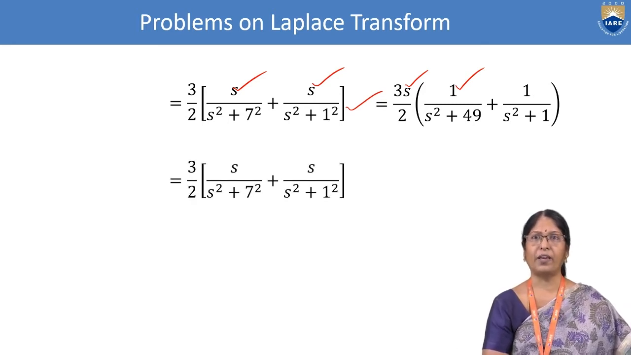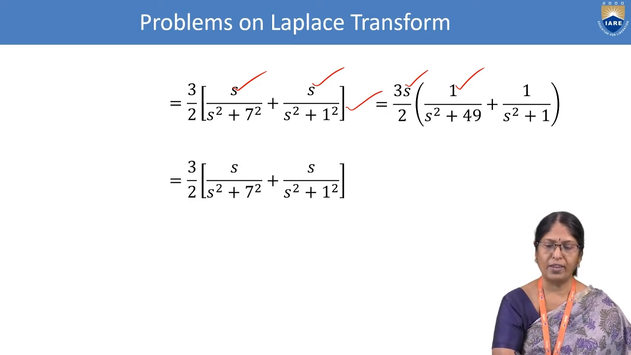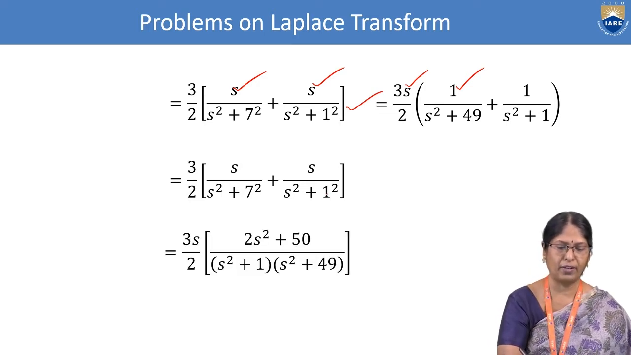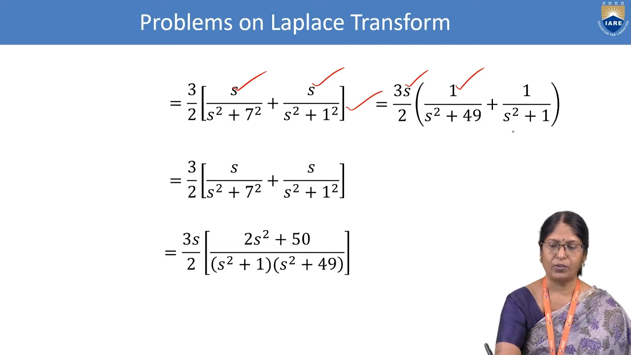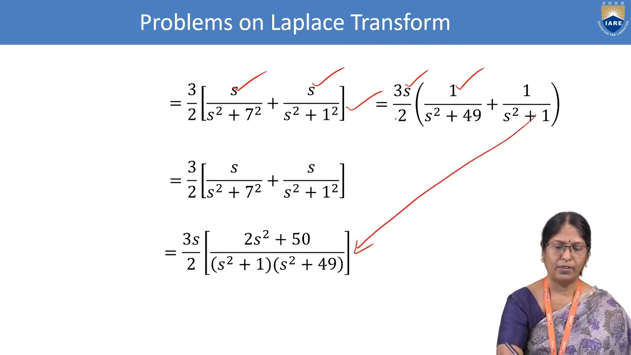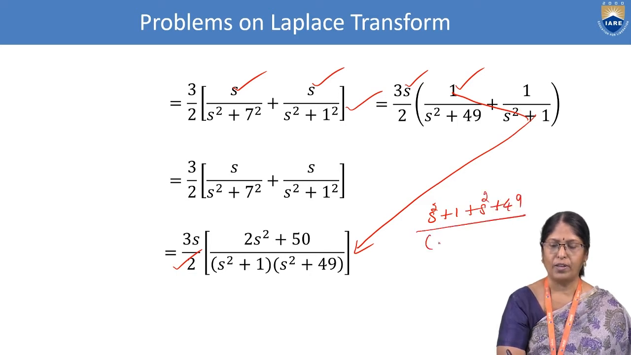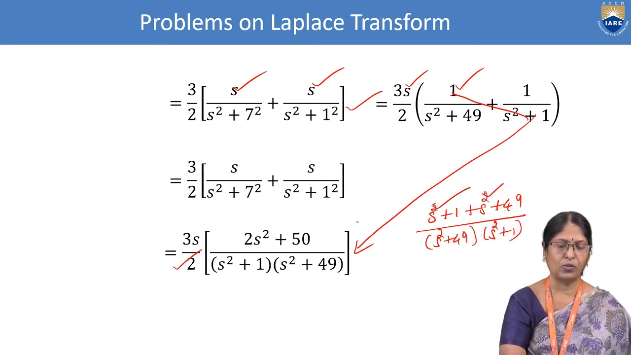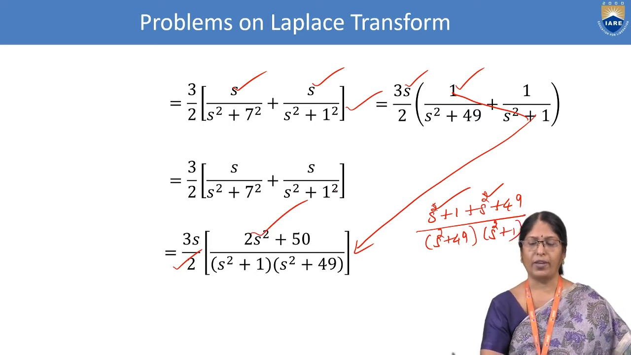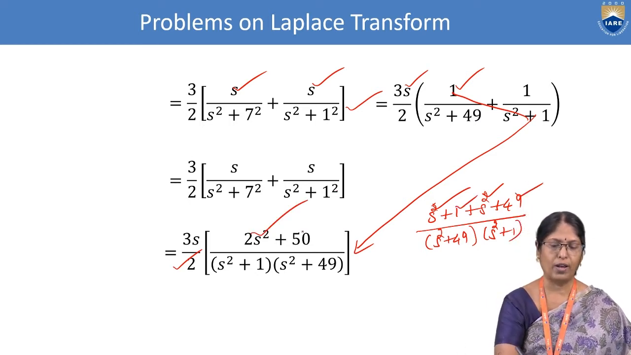The next step we are noticing here: we have taken the LCM. So you can see it here, 3s by 2, here s square plus 1, here s square plus 49, equal to s square plus 49 times s square plus 1. In the numerator, s square plus s square is 2 s square, and 49 plus 1 is 50.